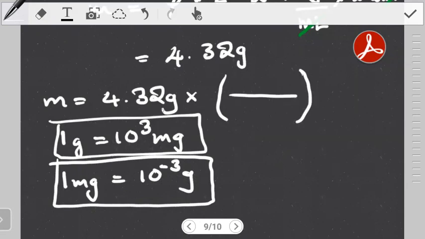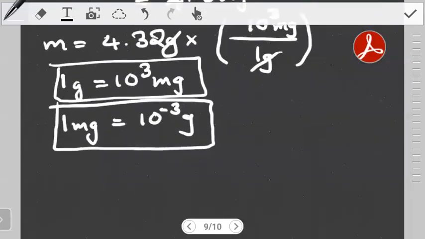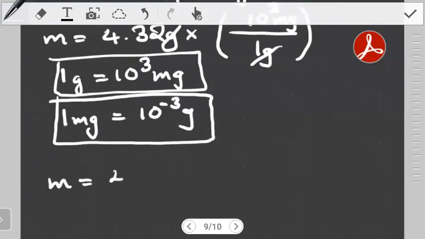I want to eliminate the gram, so I'm going to get 1 gram and place it in the denominator in my converter. I'm placing it in the denominator so that the gram and the gram here can cancel out. Then the other value, the one on the other side of the equal sign, will go up. That's 10 to the power 3 milligrams. So when I perform the multiplication there, notice that now my mass is 4.32 by 10 to the power positive 3 milligrams.